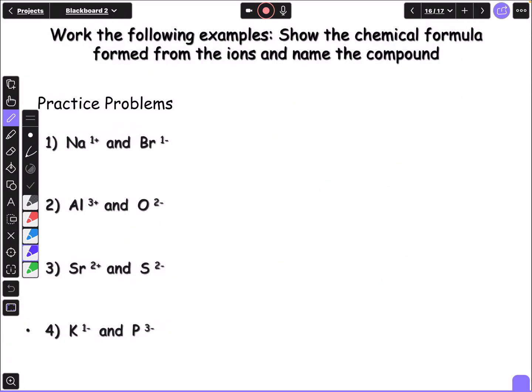Now what I want you to do is work these examples right here. When you're completely finished, go back to the PowerPoint and check your answers.